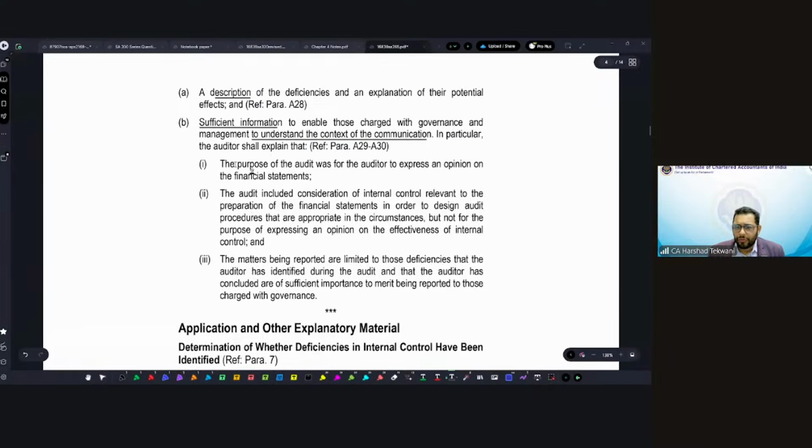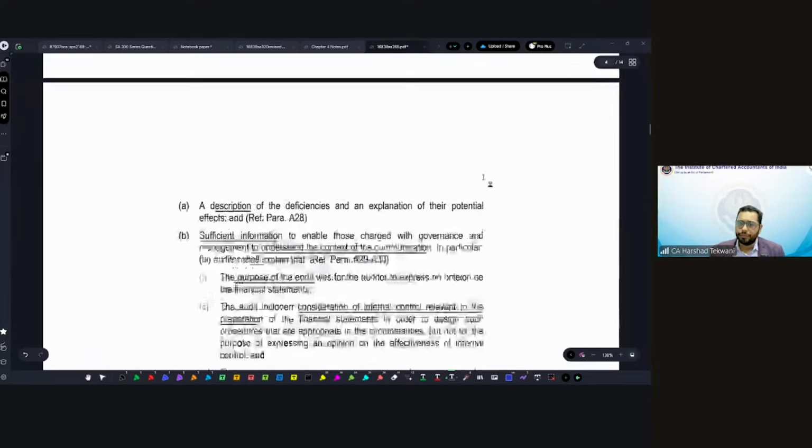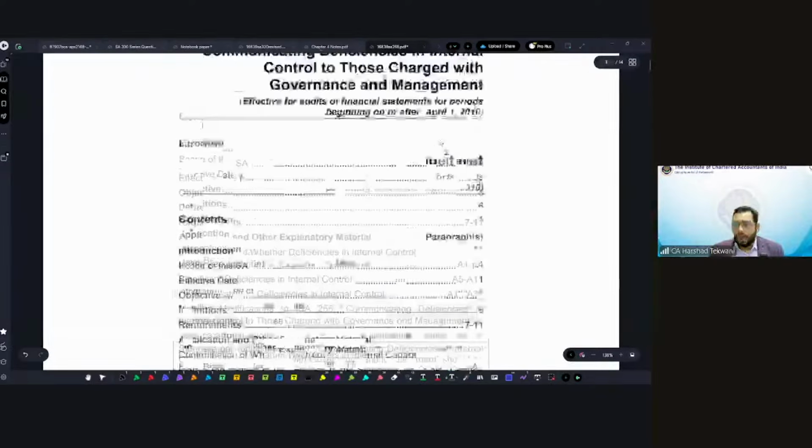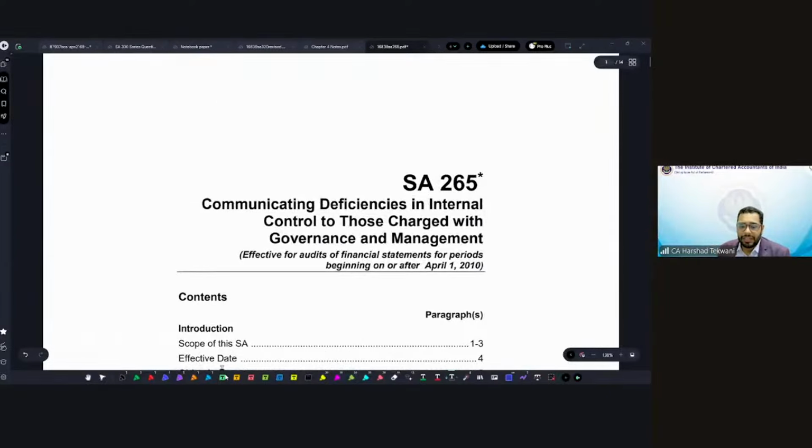like purpose of audit, consideration of internal controls relevant to the preparation, matters reported being limited to deficiencies, a few things which are necessary in your communication. Clear? Pretty straightforward, nothing difficult. The only important part was this particular definition, deficiencies. Why deficiencies? Why not misstatement? Any doubt with respect to this particular part?